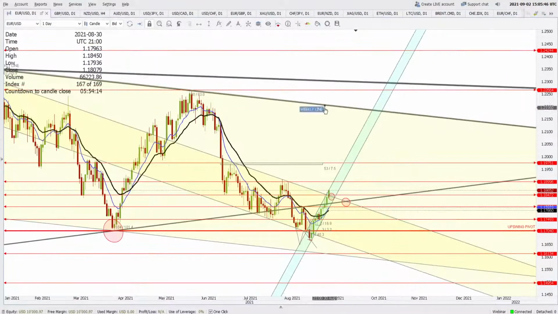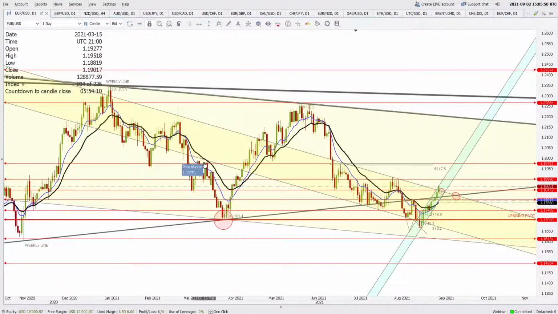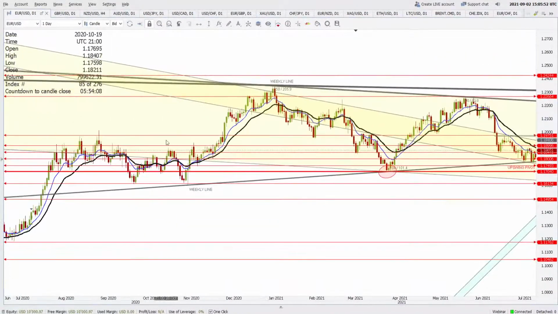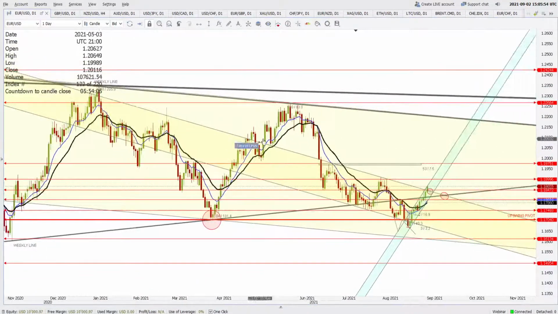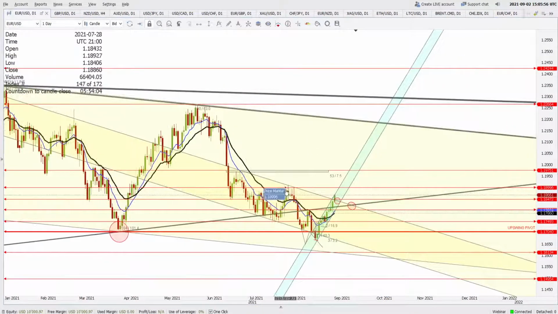Also notice how this 1.1975 was a very important level in the past here. Okay, so this is the region that we are going to target in case 1.1900 is taken out.